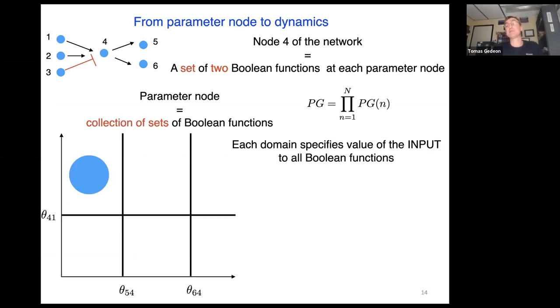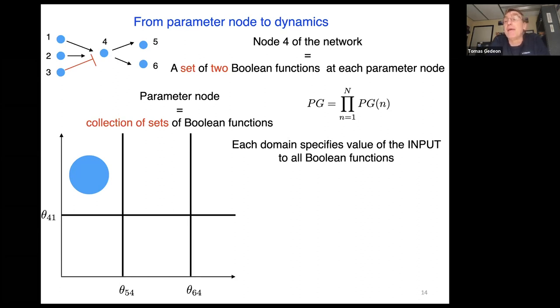And then if I think about a phase space, a continuous phase space, each node has an expression level which is continuous. So the horizontal axis here represents X4. The vertical represents X1. Obviously, this is in high dimensional space. And there are thresholds, which are attached to each of the edges, and they divide the space into these domains. So I put a big blue dot in one of the domains.